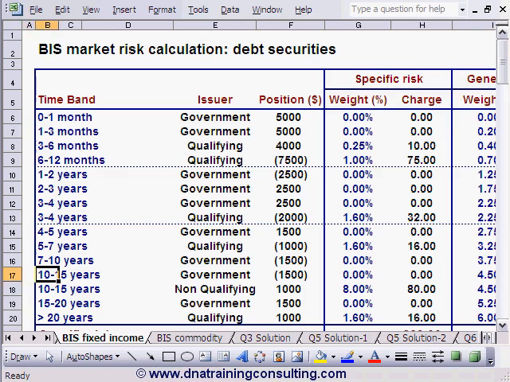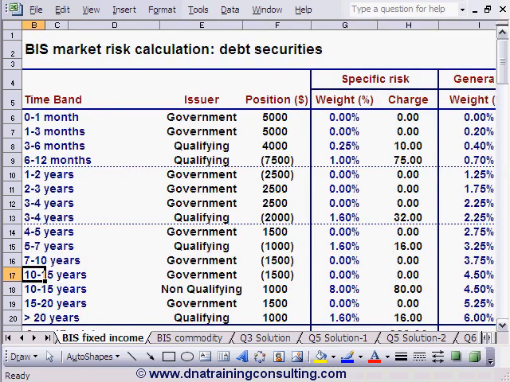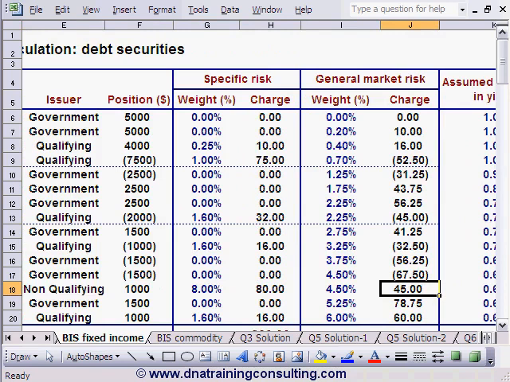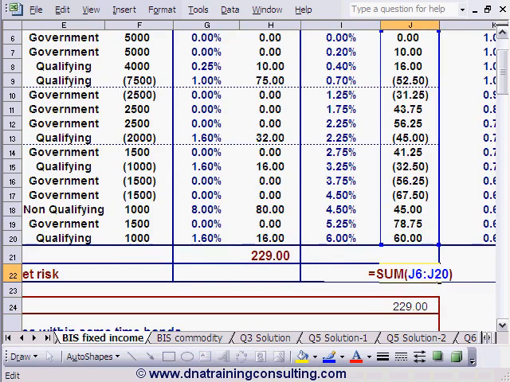For example, in the 10 to 15 year maturity bucket, the institution is short $1,500 of government securities with a general market risk charge of $67.50 and long $1,000 of non-qualifying securities with a general market risk charge of $45. Under the rules, these two positions may not be netted against each other entirely, as we appear at first to be doing in the cell J22 when we add their capital charges from cells J6 to J20.